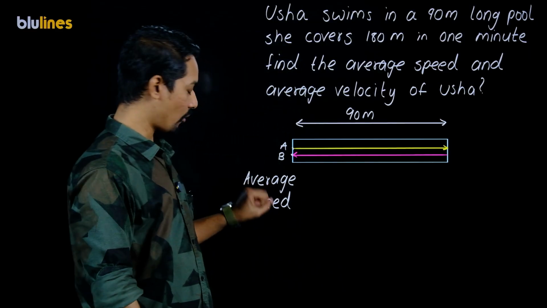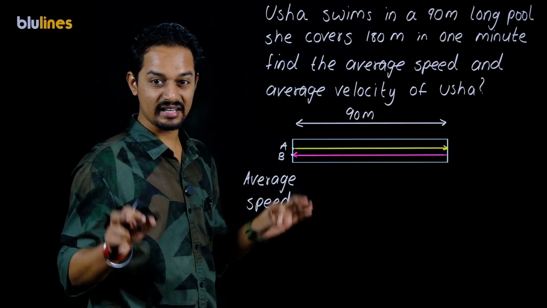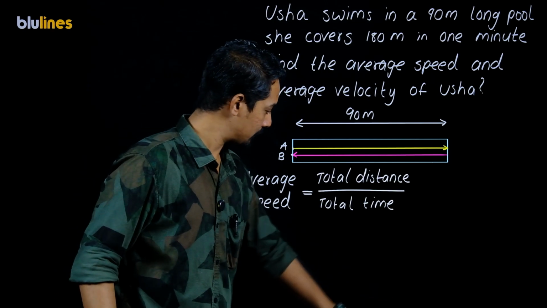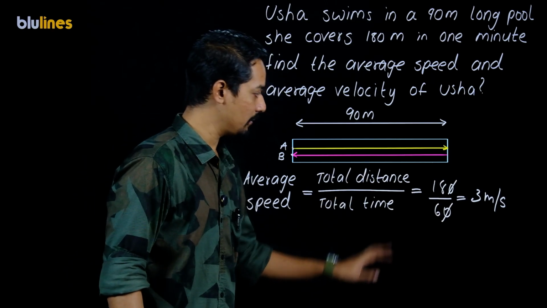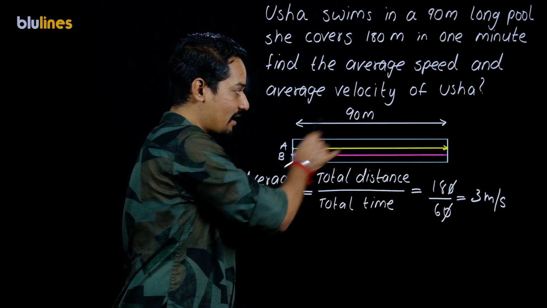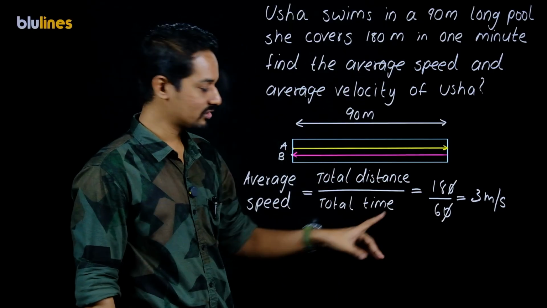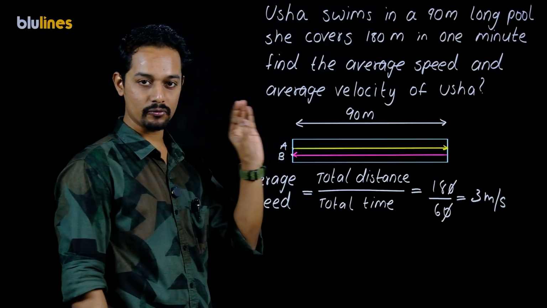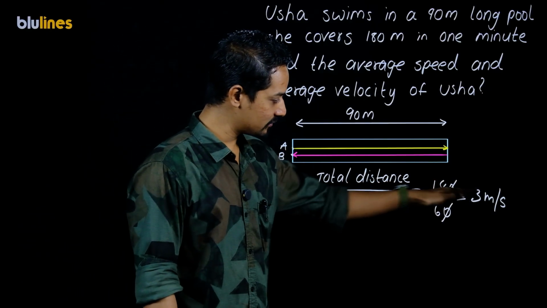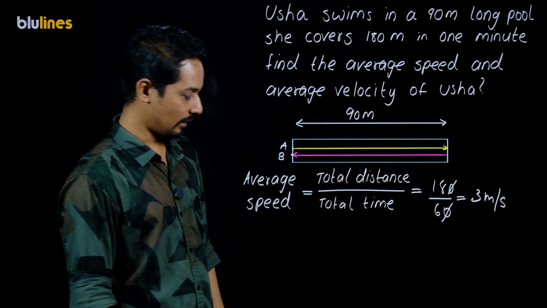So first let's ask, what is average speed? The average speed is the total distance divided by total time taken. The total distance for the entire lap is 90 plus 90, so 180 meters, divided by 1 minute, which becomes 60 seconds. We will have to do everything in SI units. So 180 by 60 gives us 3 meter per second.